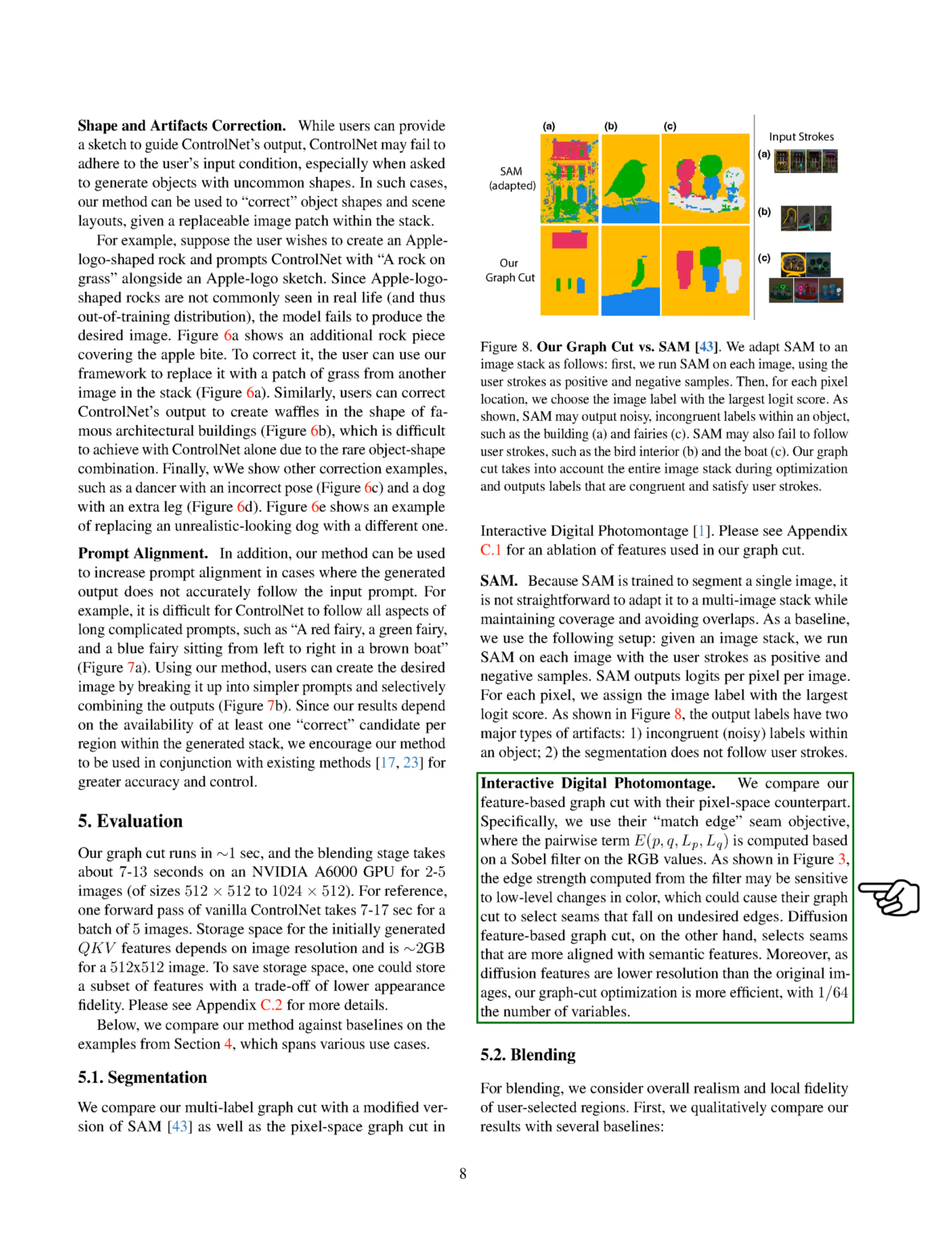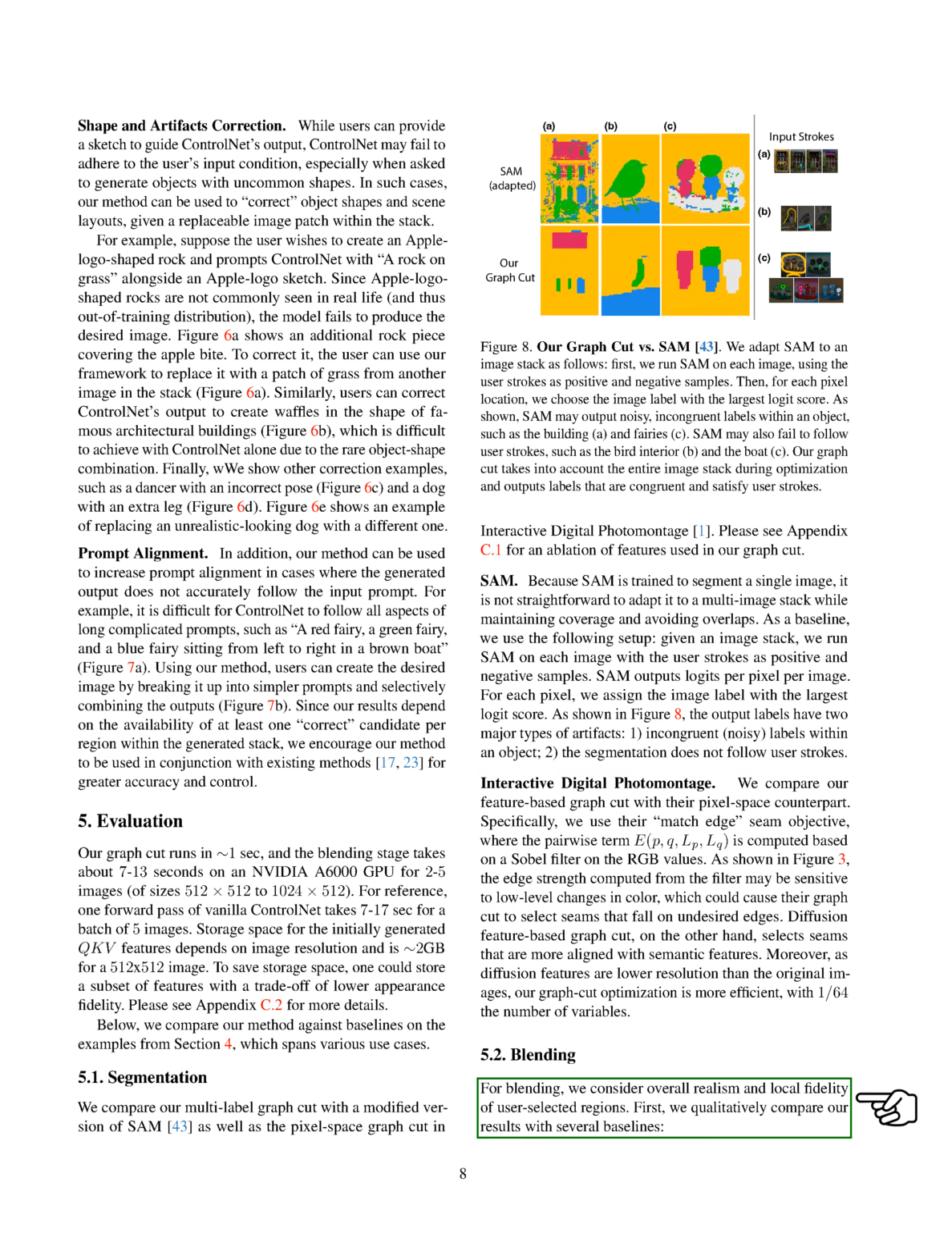For the Interactive Digital Photomontage comparison, we use their pixel space graph cut with a seam objective based on a Sobel filter applied to RGB values. We find that this method can be sensitive to minor color changes, leading to undesirable seam selections. In contrast, our diffusion feature-based graph cut aligns seams more closely with semantic features and operates more efficiently due to lower resolution diffusion features. In blending, we focus on overall realism and local fidelity in user-selected areas.